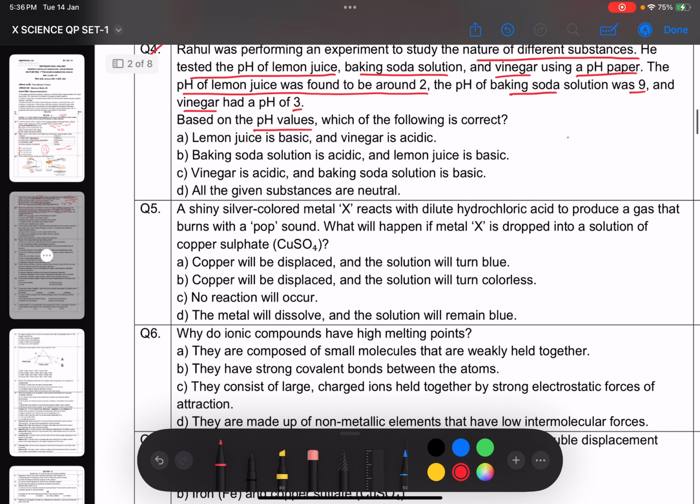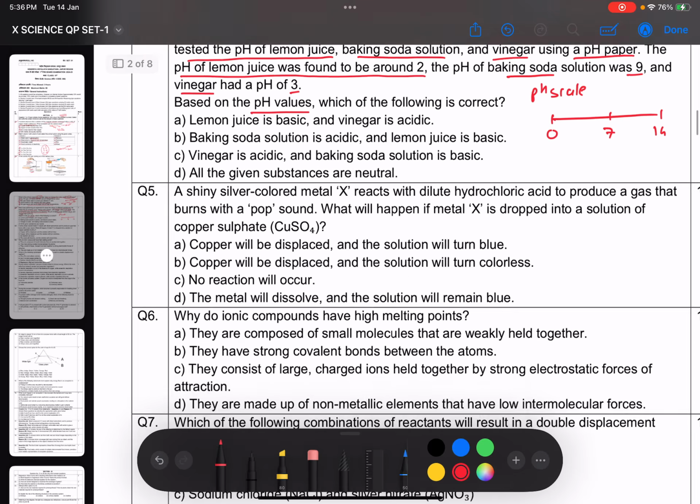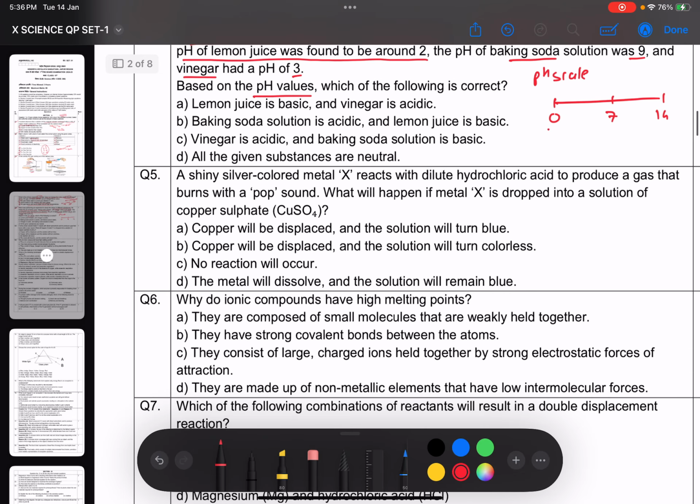So we have the pH scale like this, where we have the range 0, 7 and 14, and which number signifies what? 0 signifies that this is acidic in nature. pH of 7 determines this is neutral in nature, and for basic it is 14. So we will write basic.